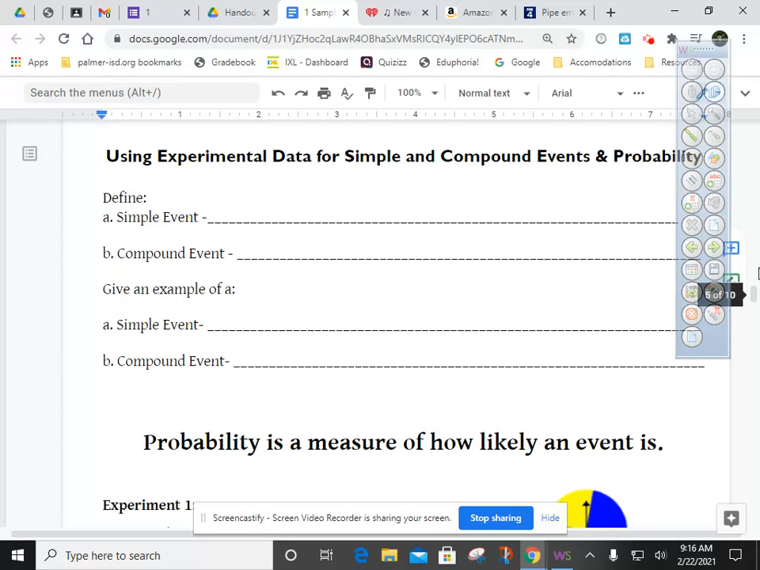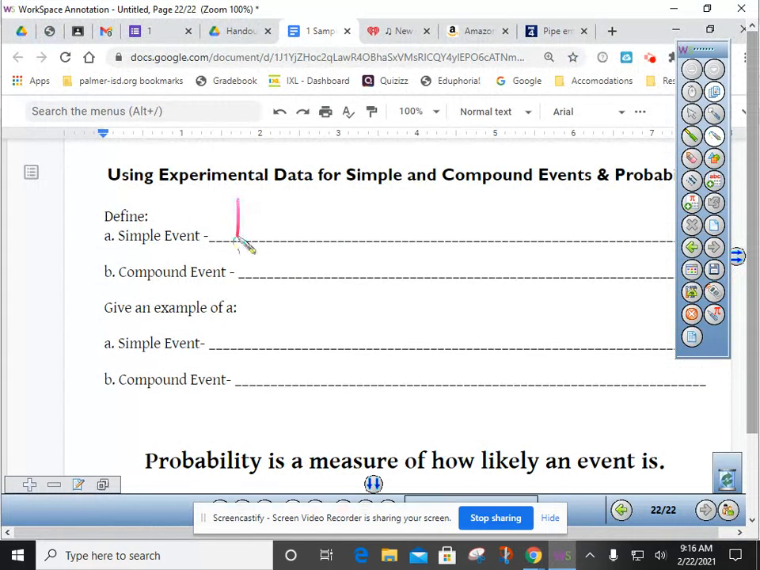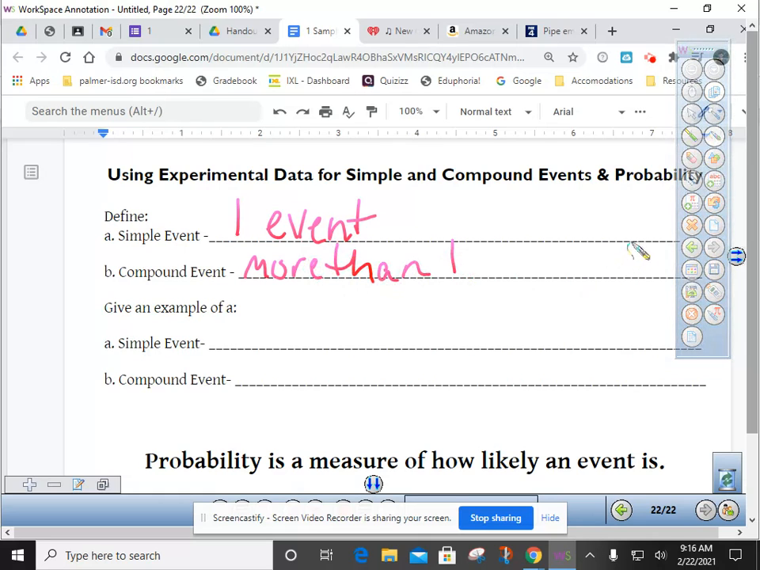Okay, first of all, stop saying uh-oh and stop thinking things are hard. They're not. You know how to do this. Okay? What is a simple event? 1. Pretty simple there, right? 1 event. What is a compound event? More than 1, right? 2 or 862, I don't care.